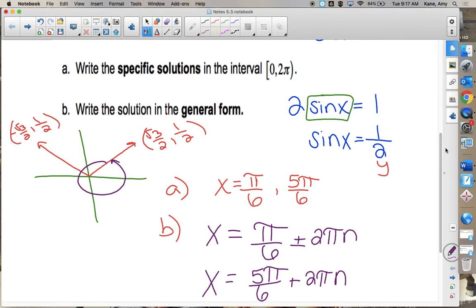Questions? Is it just addition for the second one? I missed my minus things. Good catch. Okay. Any other questions? So we're isolating the function that's contained in the x, and then you're looking at the unit circle and getting the angle solutions.